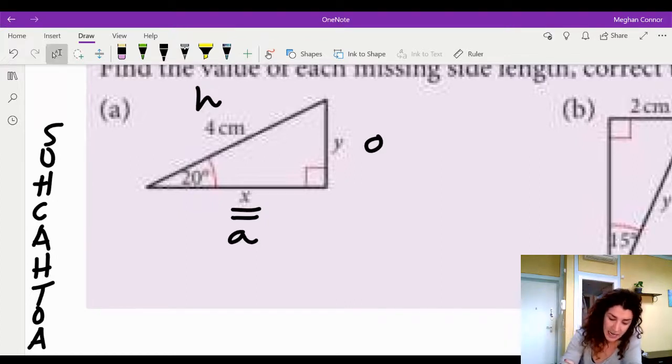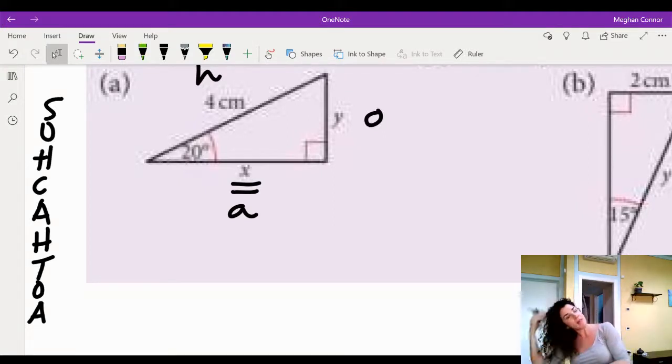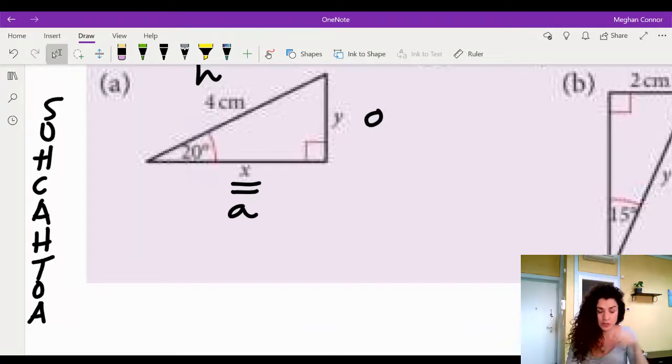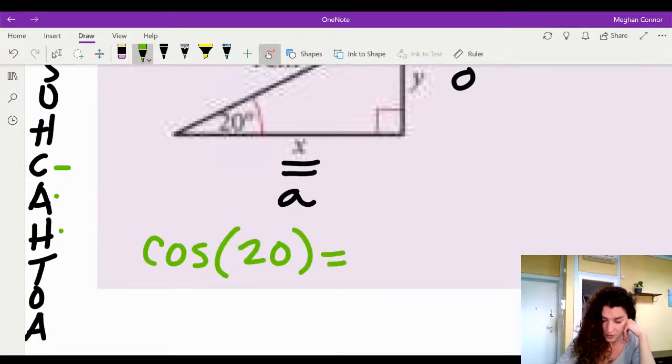First, I'm going to solve for x, and x is the adjacent side length. I can only use a number that's been given to me so far, and that's my hypotenuse. So if I want to use my adjacent and my hypotenuse in order to solve for x, I'm talking about cosine. Adjacent, hypotenuse, that means it must be cosine. Cosine of 20 equals the adjacent over the hypotenuse.